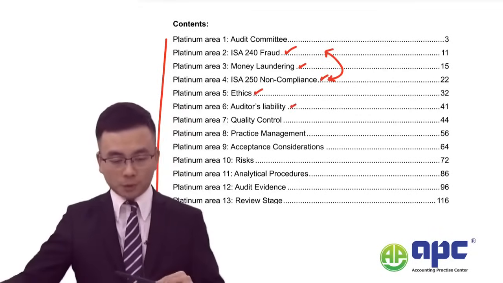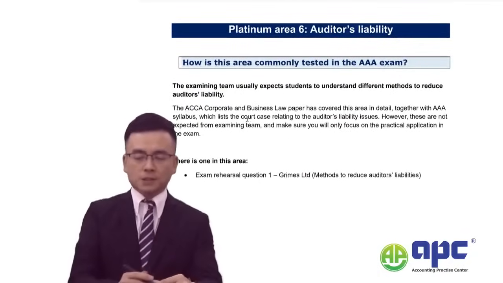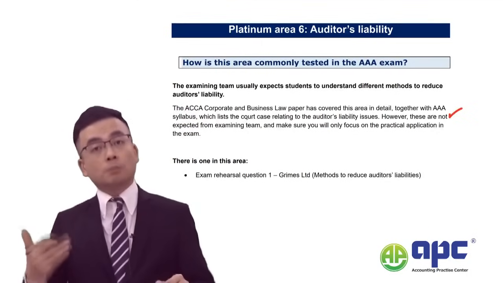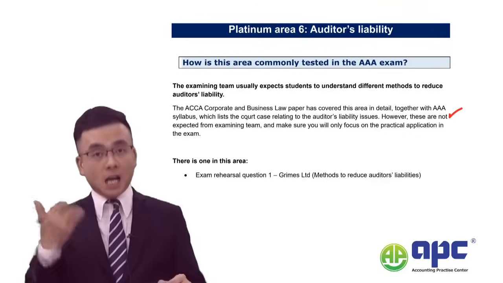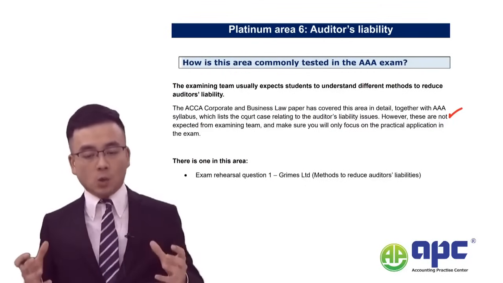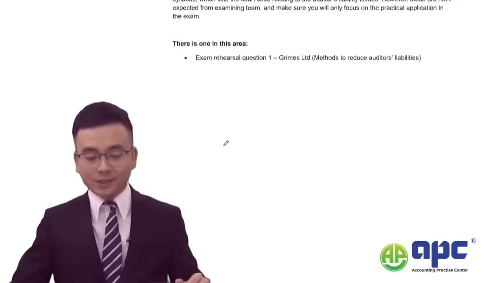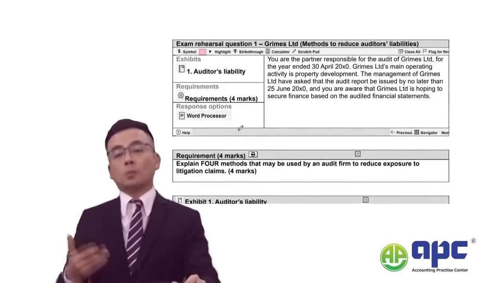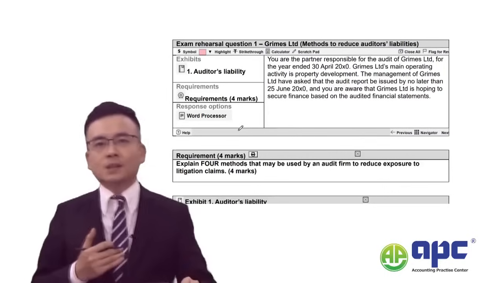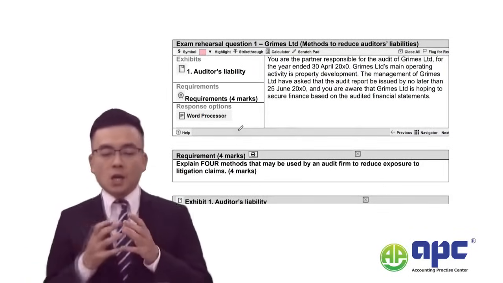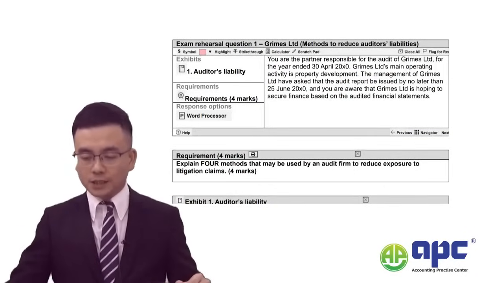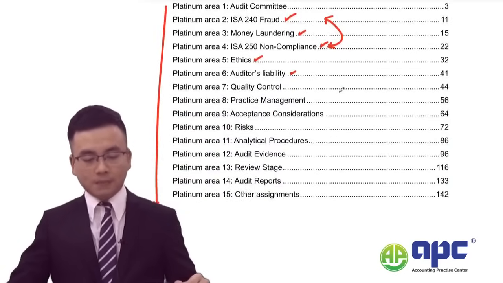Auditor's liability, so for example, area number 6, auditor's liability, I would say is very similar to what we've seen in Corporate and Business Law, which means the F4 paper in the past. However, the examining team will not ask you about the detailed cases that exist in law in the AAA paper. Instead, the examining team will expect you to comment on whether there are any ways we can reduce the auditor's liabilities. Of course, one of the ways will be to buy insurance. So that's very important. The examining team will expect students to focus on the practical application of this topic in the AAA exam.